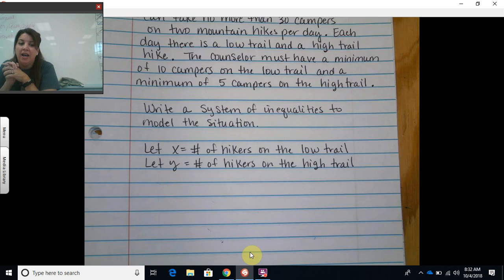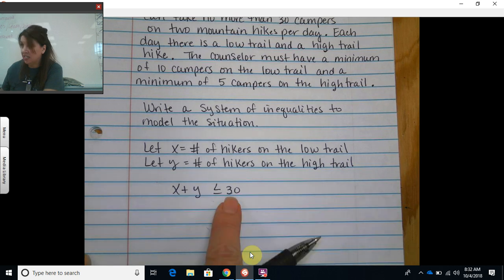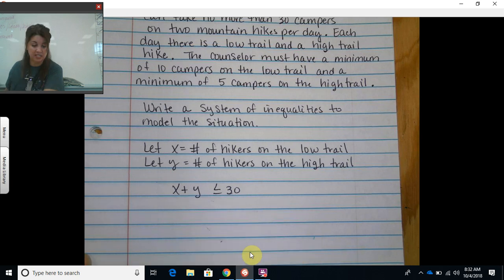So let's talk about altogether there has to be no more than 30 campers. Anybody know an inequality we could write to represent that information? Ashanti. X plus Y is less than or equal to 30. Very good. Does that make sense? Number of hikers on the low trail plus the number of hikers on the high trail has to be less than or equal to 30. Makes sense, right? One of the other constraints was that you must have a minimum of 10 campers on the low trail. If X is the number of campers on the low trail, how could we write that?